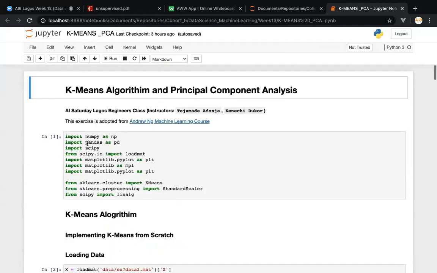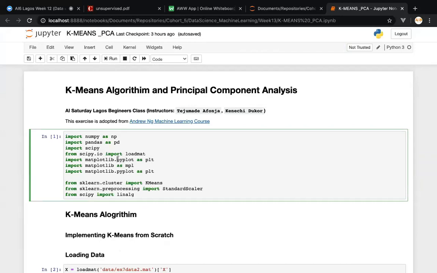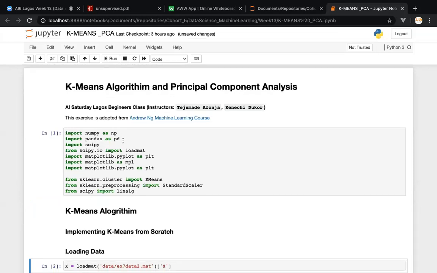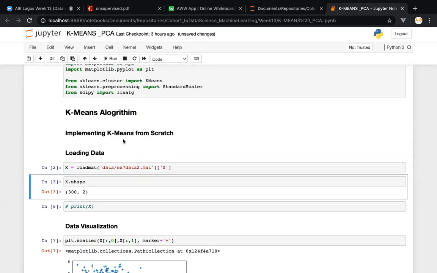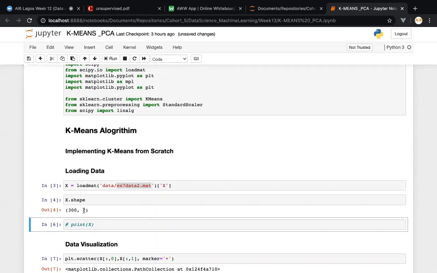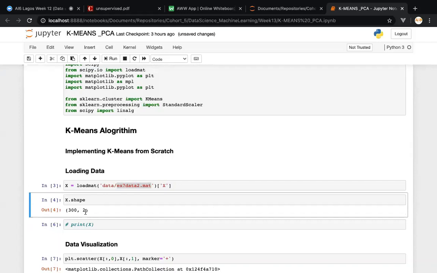Okay. So in this notebook, we are going to be looking at the K-means algorithm and principal component analysis. So let's look at it closely. Trust me, everyone would want to try it out when they get home. I actually have a practice assignment after this. So for the K-means algorithm, we are using some data, and this data is of shape 300 by 2. I don't really know what the data set represents. It could be random data, and there are 300 training examples, right?